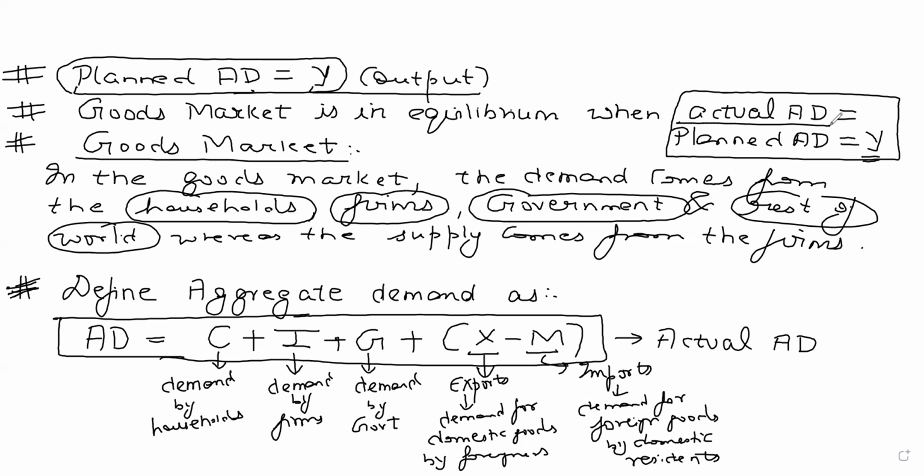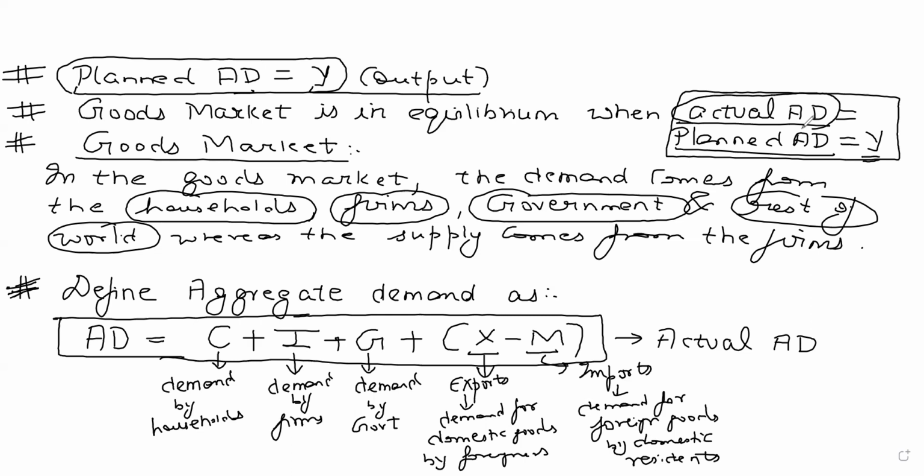So I'm repeating it again. When do I say that the goods market is in equilibrium? The goods market is in equilibrium when the output I plan to produce is exactly equal to the actual aggregate demand. If the output exceeds the actual aggregate demand or is less than the actual aggregate demand, then my goods market is in disequilibrium. It is in equilibrium only when the output I plan to produce given by my planned aggregate demand matches or equals the actual aggregate demand in the economy.